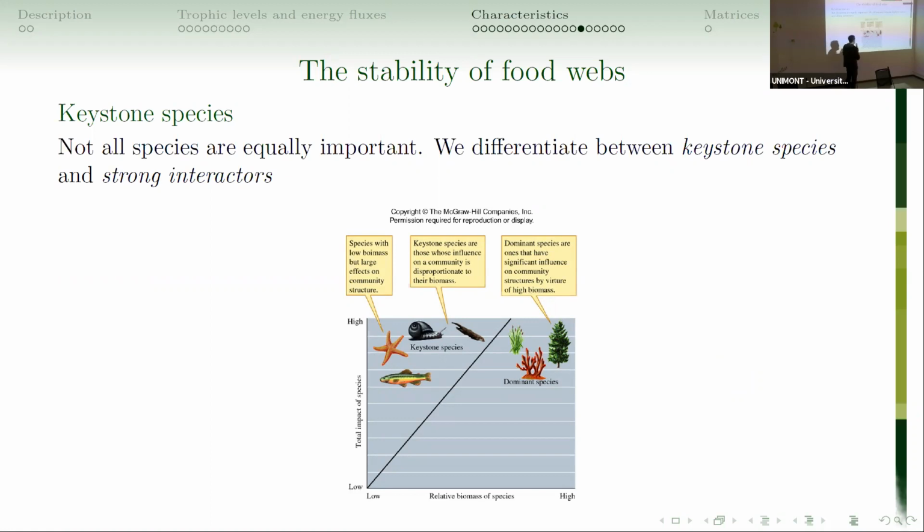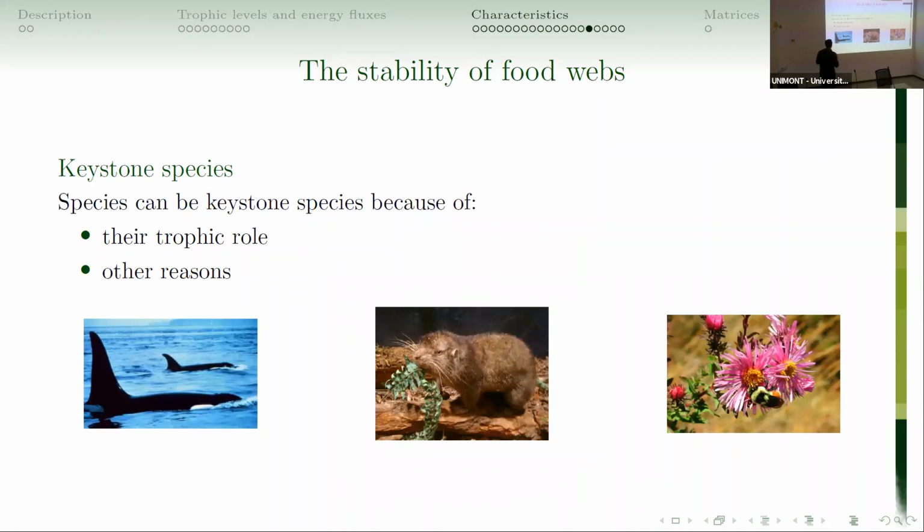I mean, the effects or their importance in the community is proportional to their abundance. With keystone species, no, it's inverse. They have a high impact, but they have a low biomass, low abundance. These are the keystone species, and keystone species can be keystone for many reasons. One is because of their trophic role, but there are others.